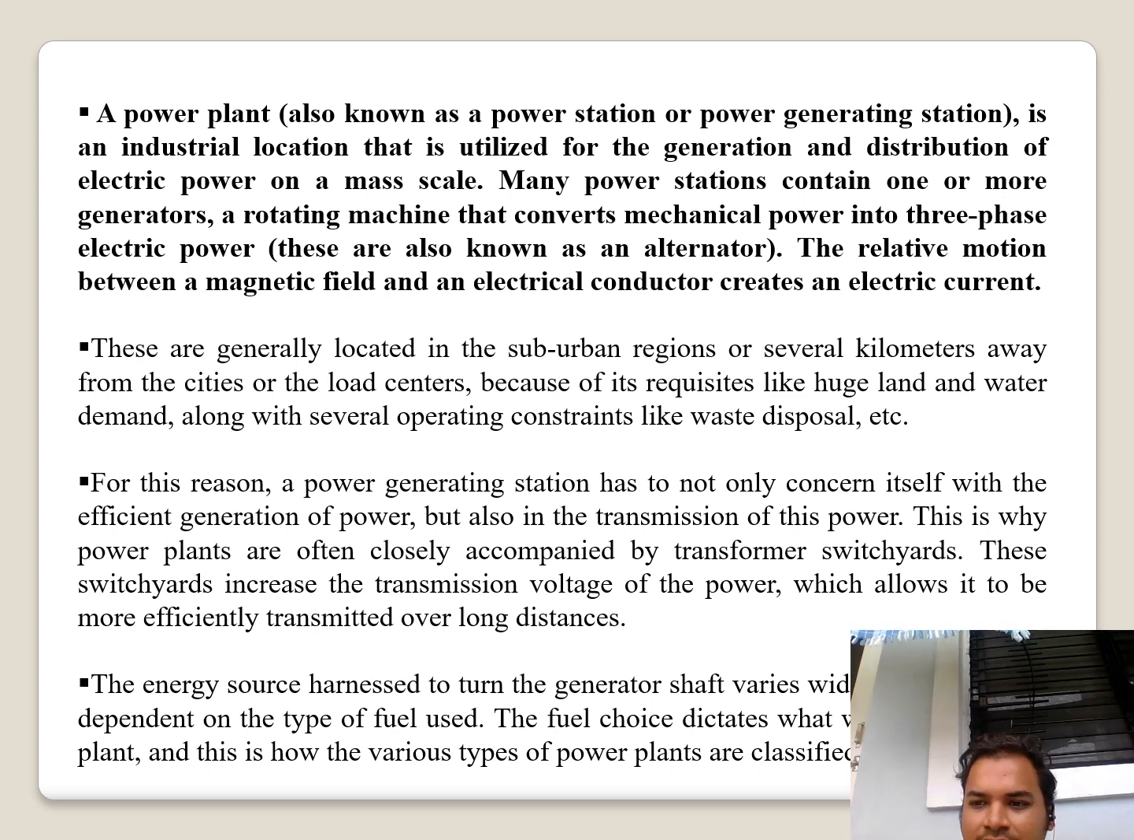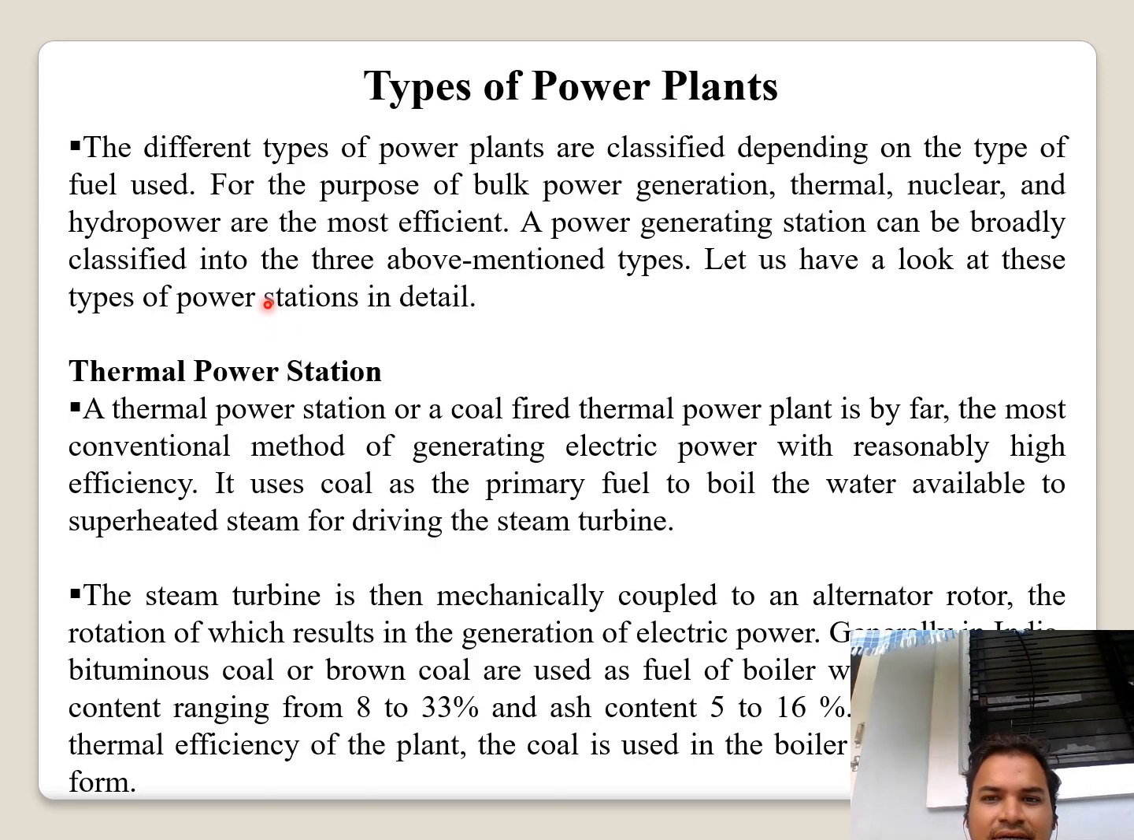Okay, so moving on to the next slide. Here we have seen the different types of power plants classified depending on the type of fuel used. For the purpose of bulk power generation, thermal, nuclear, and hydropower are most efficient. A power generation station can be broadly classified into these three types.